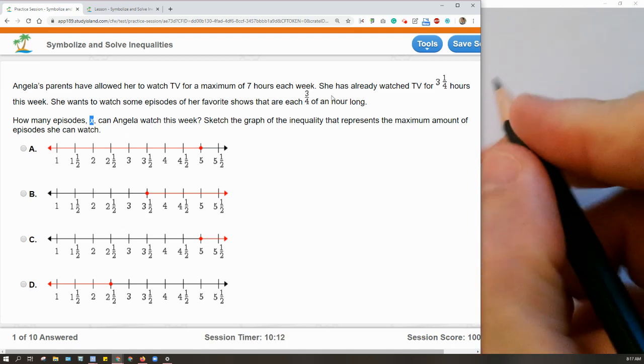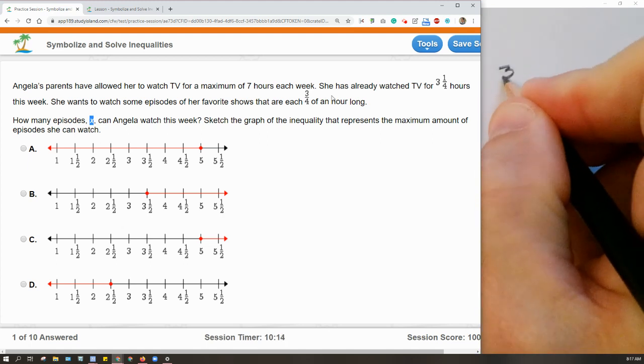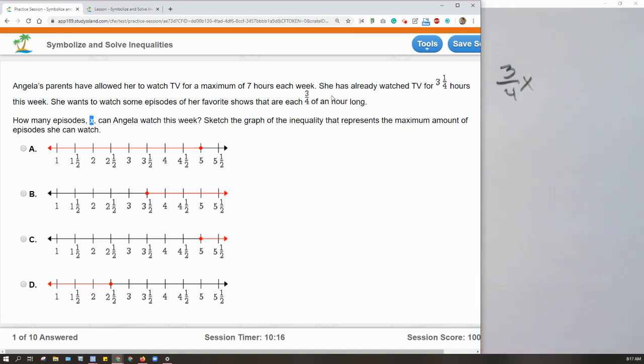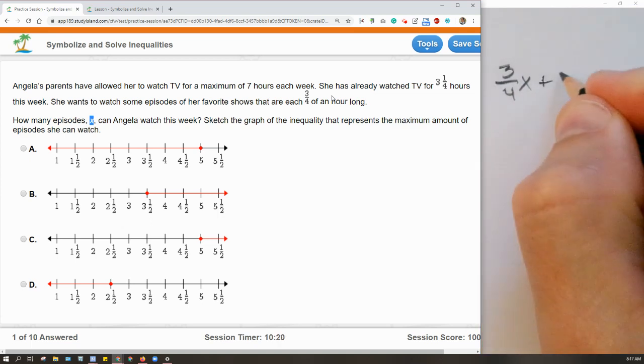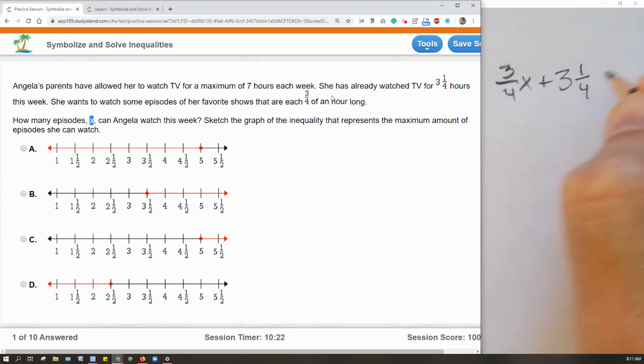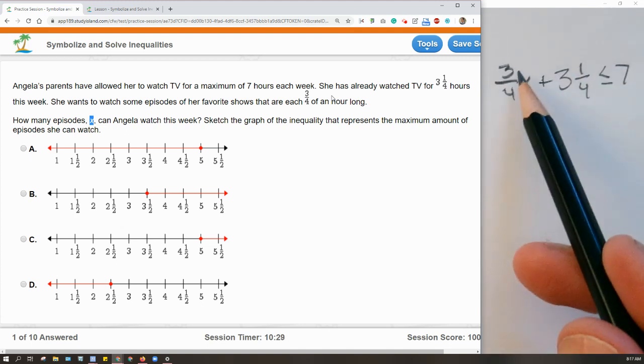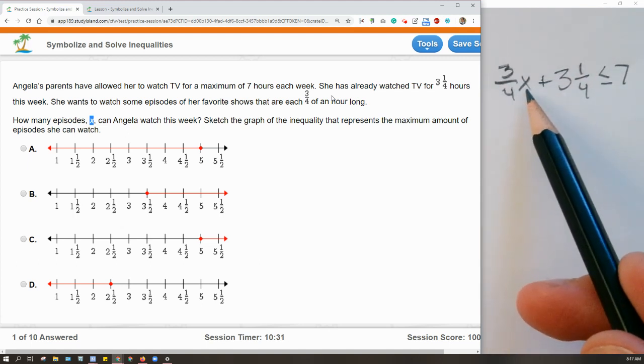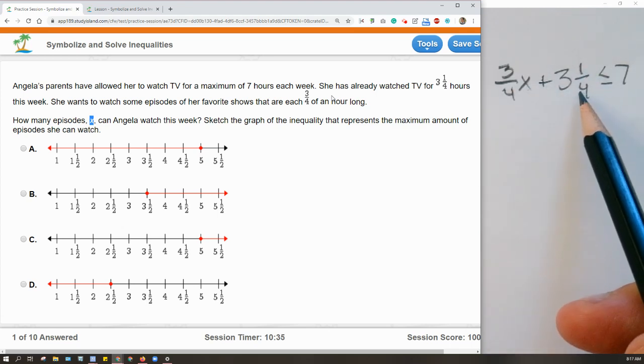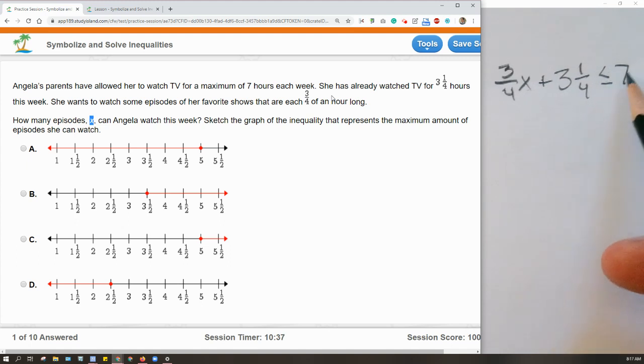So 3/4 hour times X, that's how much she still has left to watch, plus the 3¼ that she's watched already, has to be less than or equal to the 7 hours maximum. So that's our inequality. 3/4 hour times the number of shows, because each show is 3/4 hour, plus the 3¼ hours that she's already watched, has to be less than or equal to the 7 hours maximum.